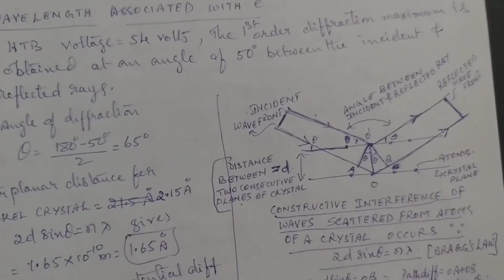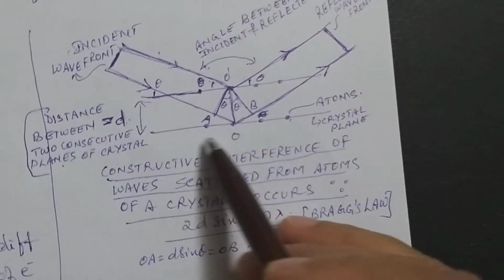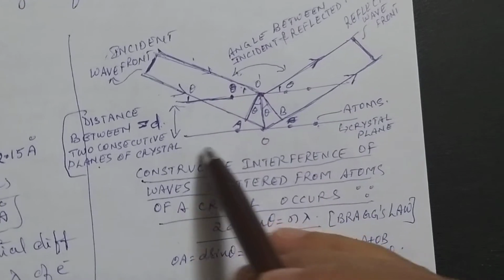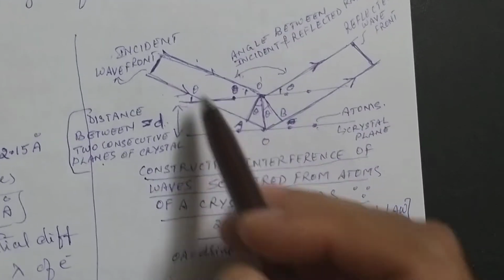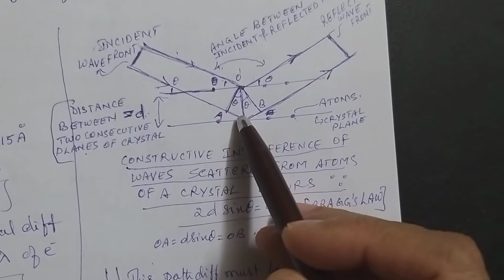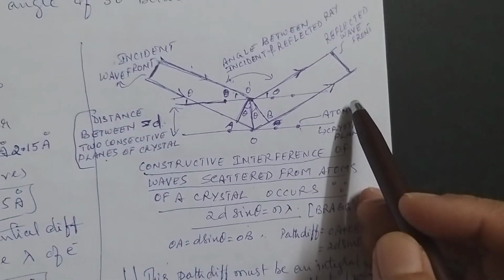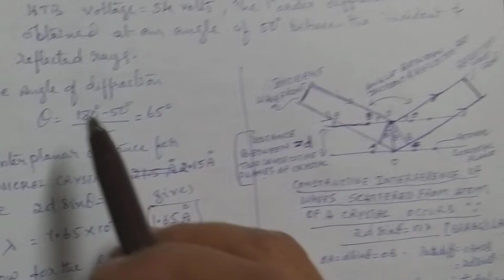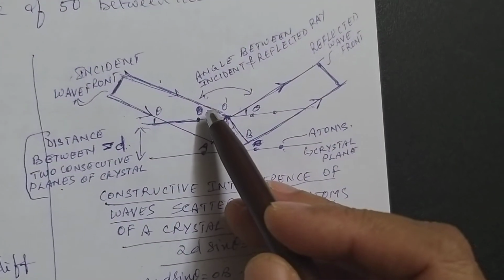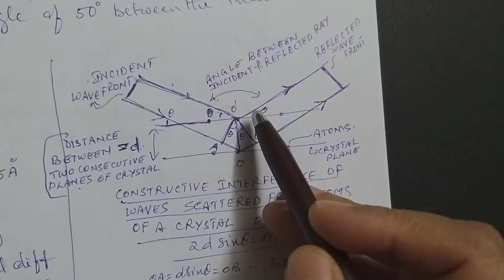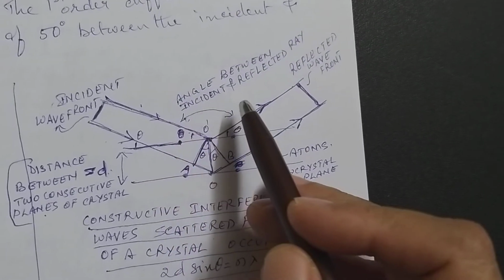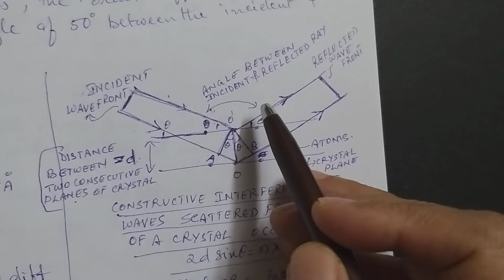What we have done there is, this is the actual crystal, the nickel crystal, which we have used as the target. And this is the electron beam which is coming, and the pattern is produced on the circular scale. So first order diffraction is produced. Then what is theta here? This is the angle theta, and this is the angle between the incident and reflected ray.